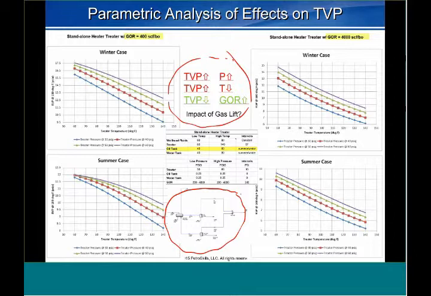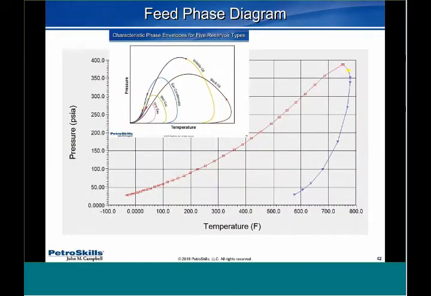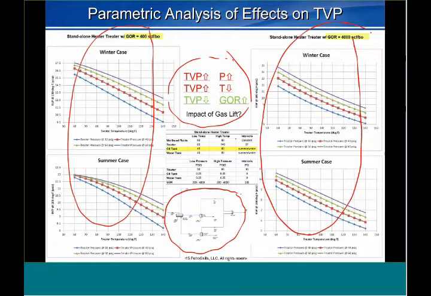And the vapor pressure is going to go down if the GOR goes down. These two cases are summer and winter for a 400 GOR and summer and winter for a 4,000 GOR. And we're increasing the treater temperature this way. We're looking at the RVP here, and then increasing the pressure that way. But the summaries are right there, just to give you a feel for what we're talking about. The winter cases had the stock tank at 40 degrees Fahrenheit, and the summer cases had it at 80 degrees Fahrenheit.